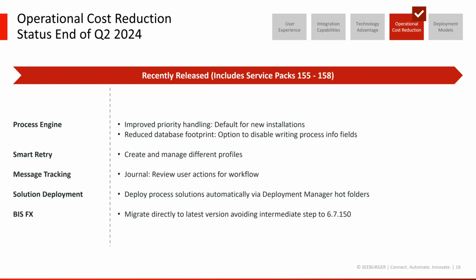And then finally, for the BIS FX, we have removed the intermediate step when you migrate from the older 6.5.2 to 6.7. It is now not necessary anymore to have an intermediate update to 6.7.150, but instead you can directly go to the latest version within the 6.7 releases.